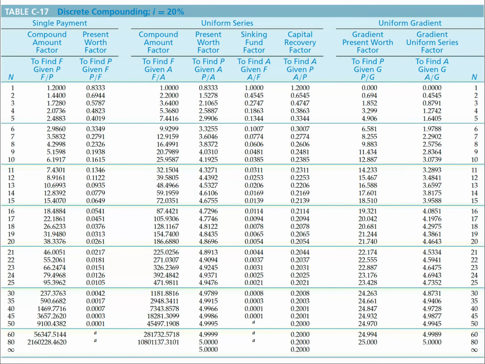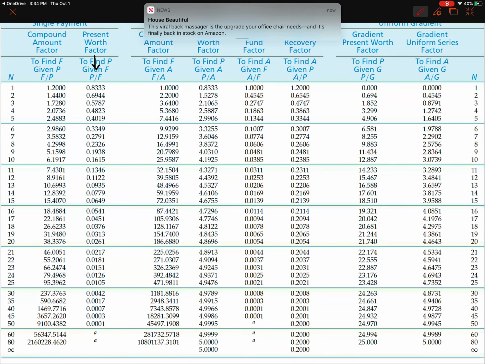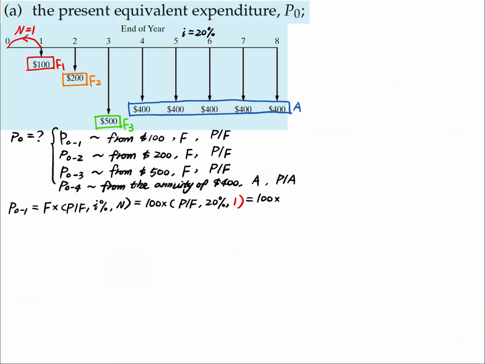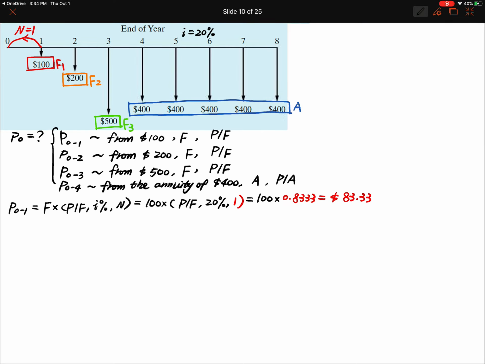So 100 times, what is the factor? Okay, this is the table for i equals 20%. You're looking for P given F, so that's the column. And here, let me use this color. The n is 1, so this is your factor. So it's 0.8333, so this is 83.33. Okay?